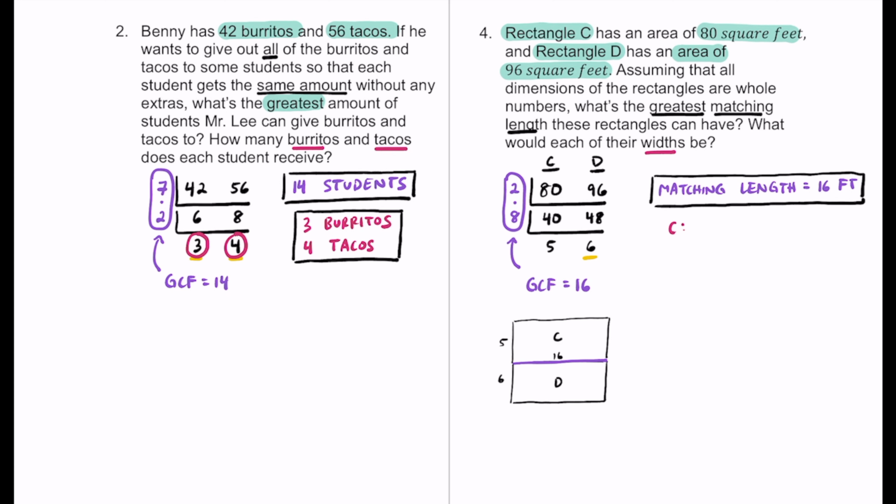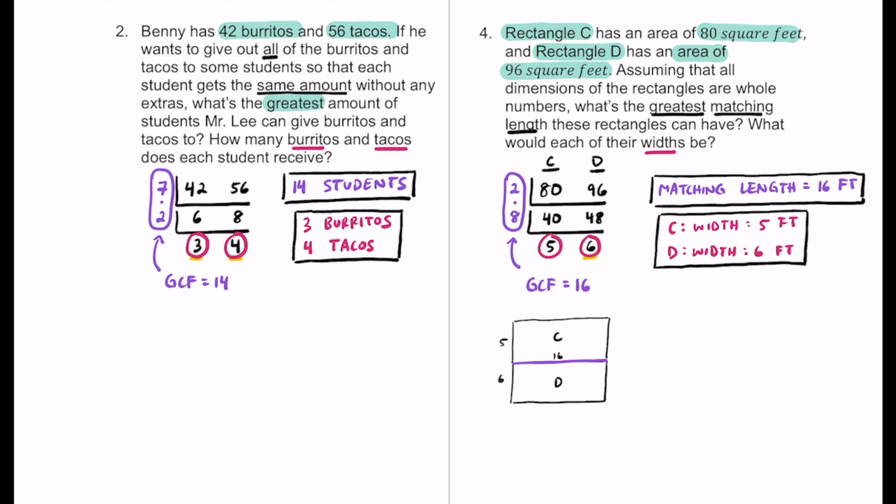For rectangle C, the width would be 5 here. So we can say that the width is equal to 5 feet. And that makes sense because 16 times 5 is 80. And then for rectangle D, the width that we're going to put for that one is going to be 6 feet. So let's go ahead and put 6 feet for D, and 6 times 16 does get us 96. So that also makes sense here.